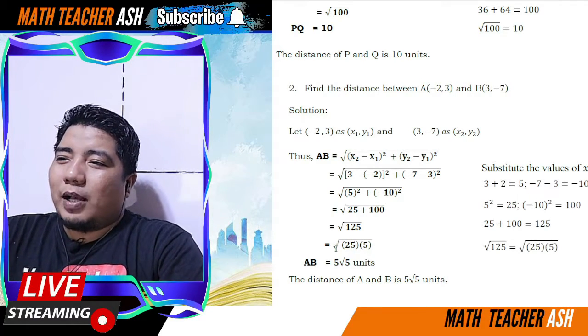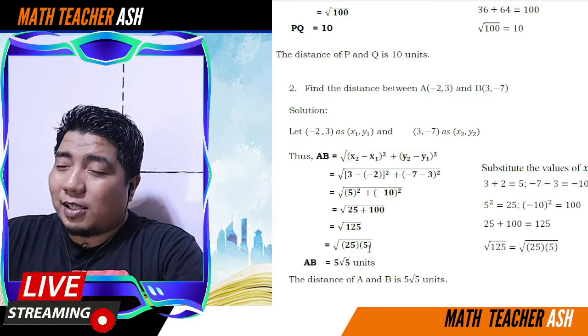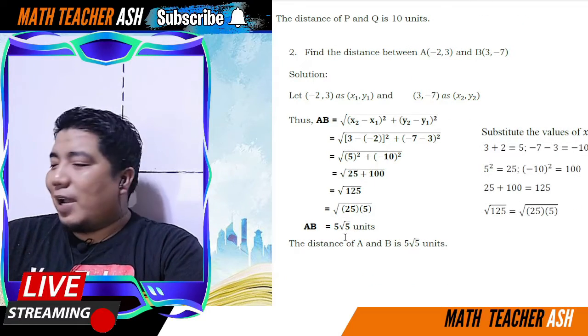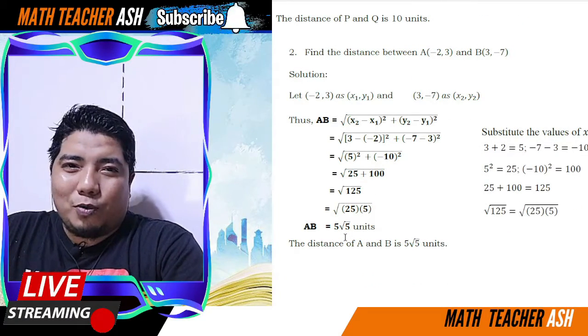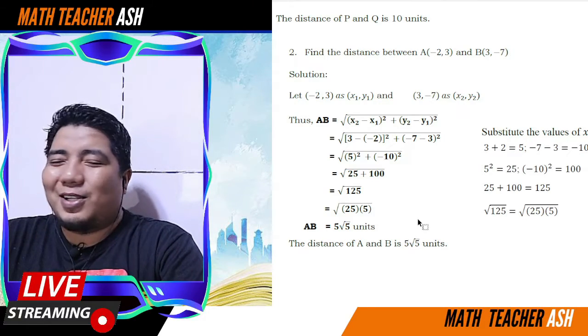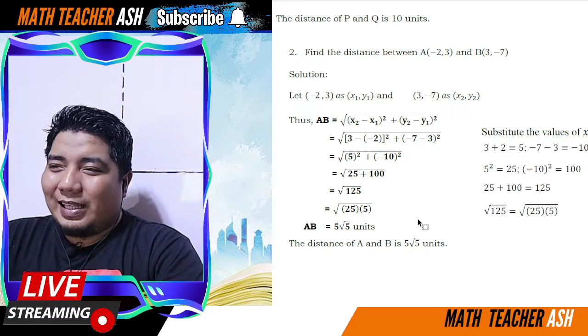So, pag square root natin si 25, the answer is 5. Pag square root natin si 5, walang sagot yon. So, you just copy it, giving you the final answer, 5 square root of 5 units. Alright. So, napakadali lang talaga, my dear math learners. So, ganun lang ang gagawin sa pagkuha ng distance.